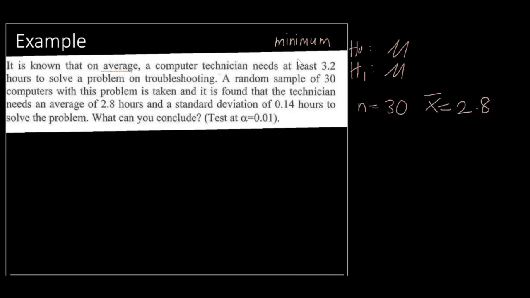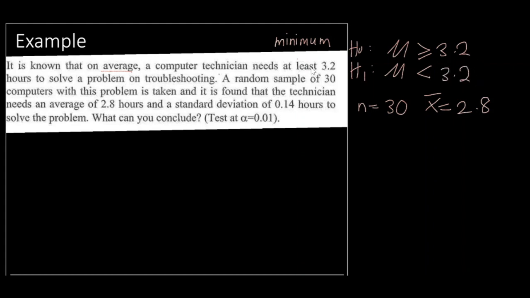Let's discuss the word at least. At least would be greater or equal to 3.2, correct? Because it has the equal sign, this goes to the null hypothesis. Then definitely the alternative would be the opposite of greater or equal to, which is less than 3.2.